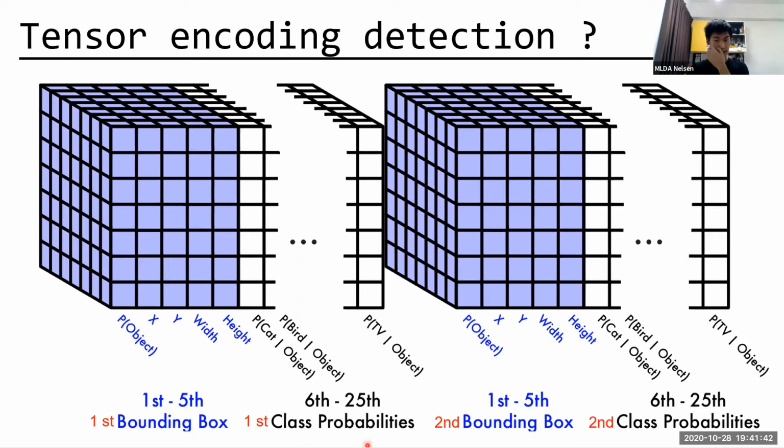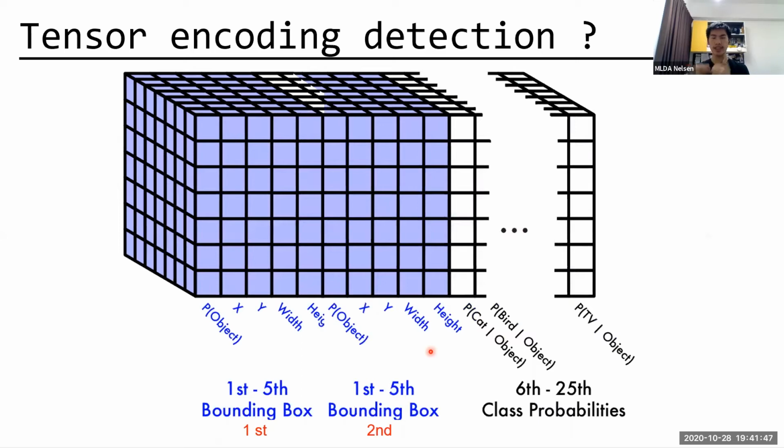The simple answer is that it will be 7 times 7 times 30. The reason is that for each grid, there will be two sets of bounding box parameters, but there is only one class probability. So the class probability will stay the same for that specific grid, but the grid has two different bounding boxes, corresponding to this one and this one. I hope that clears up some confusion.